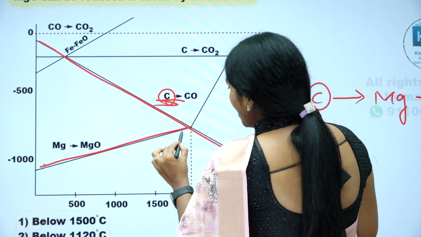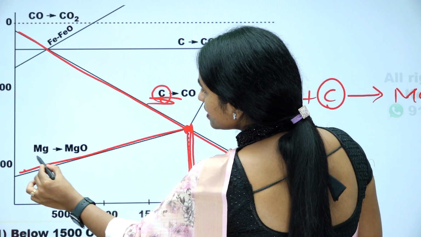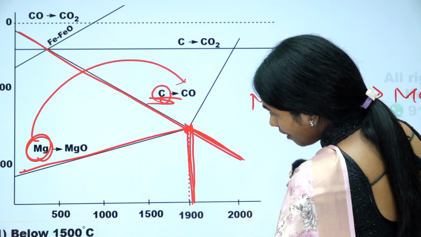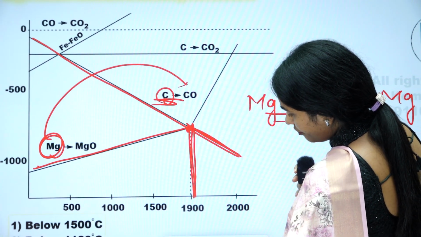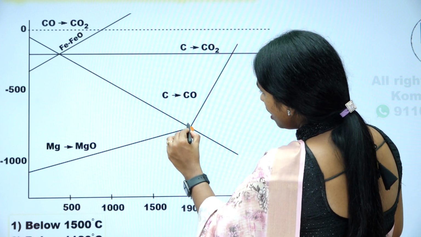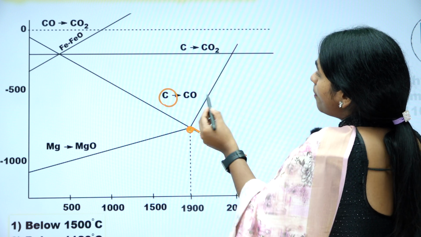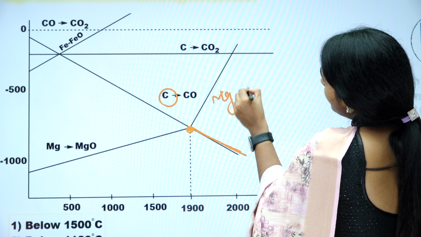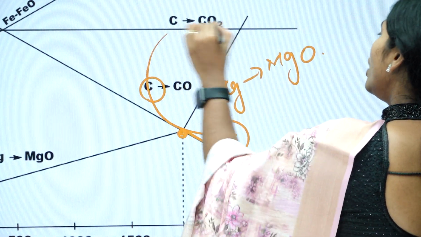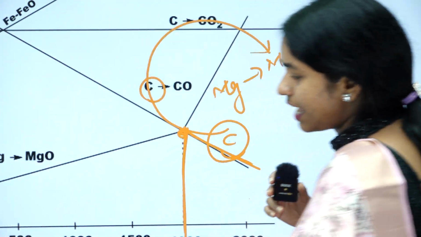Correct. Now, below this temperature, if you observe, magnesium can reduce CO. But after this temperature, listen carefully, this is the temperature. After this temperature, coke has the ability to reduce the above metal oxide. This is the reaction where carbon reduces magnesium oxide. So which temperature is this? After 1900 degrees Celsius. Above 1900.